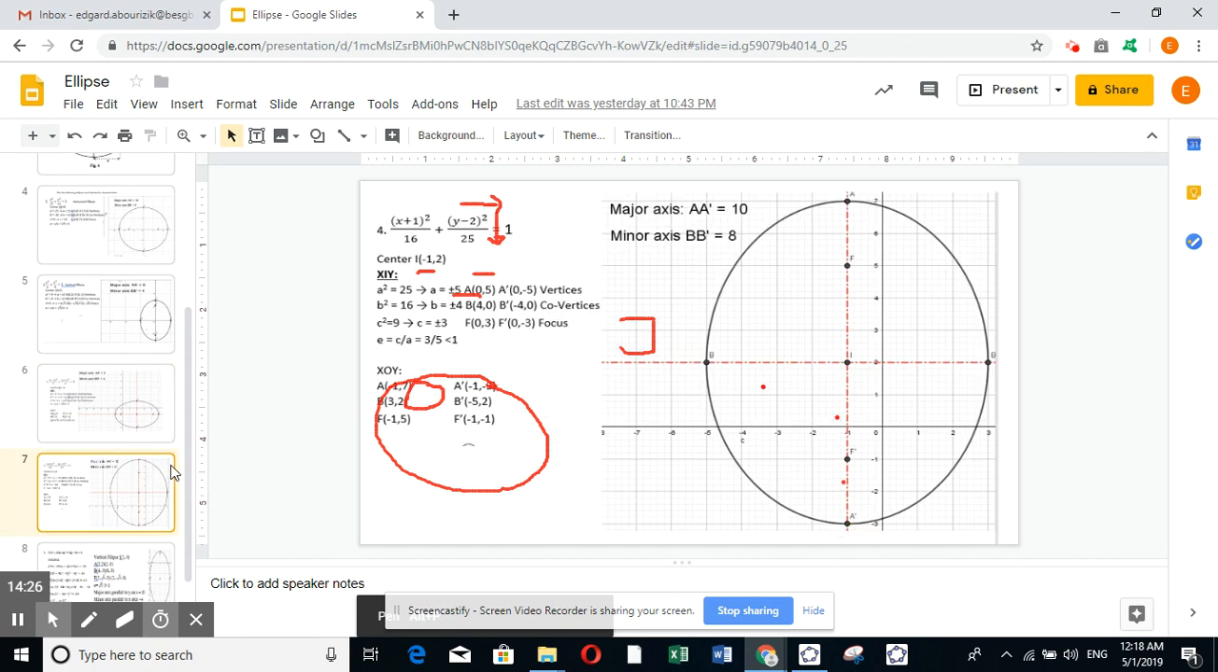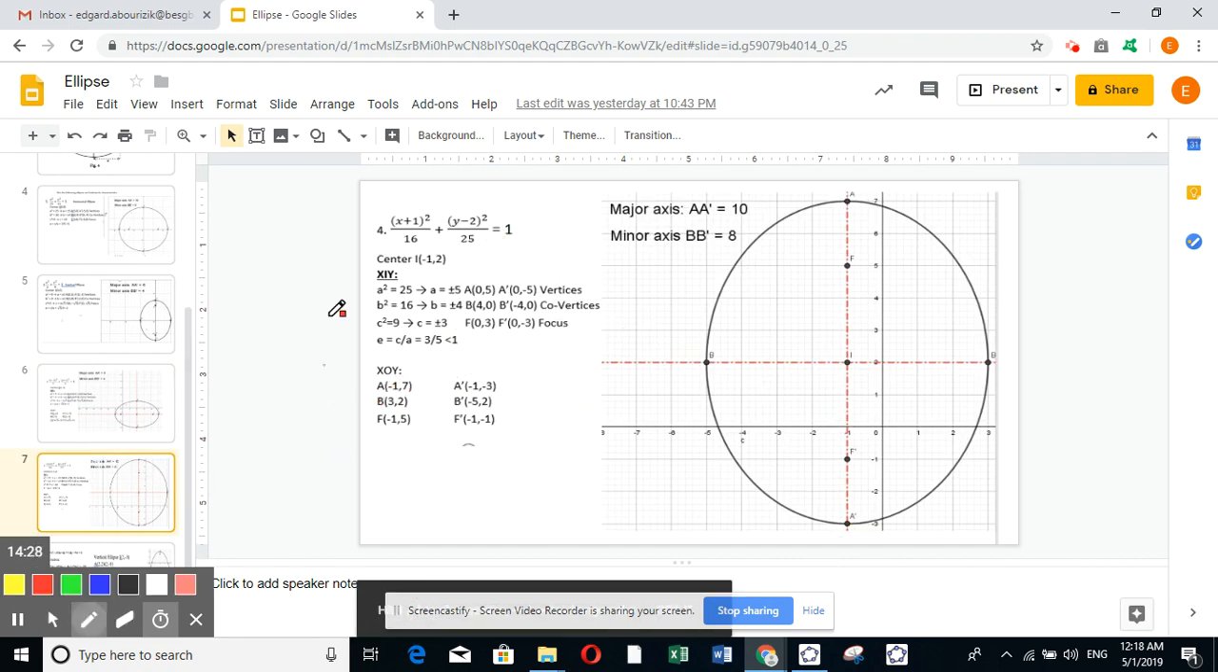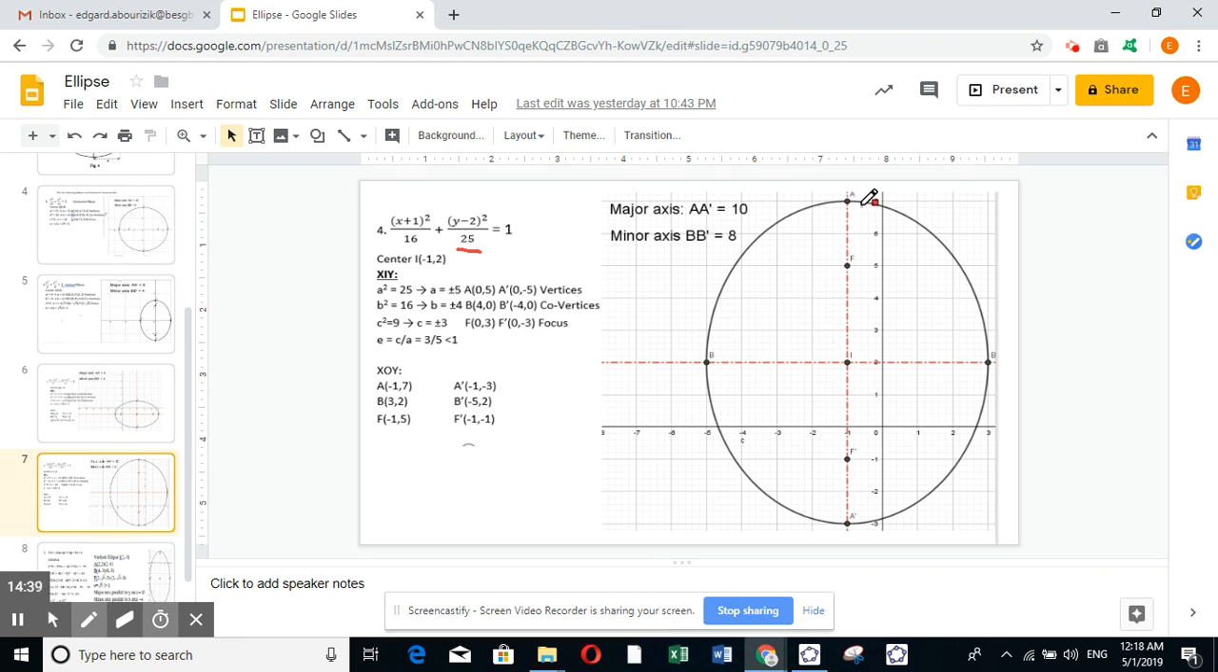Another example. Here also the center is (-1, 2). It is vertical because under y is bigger. So as we said, a squared is 25 because it's vertical, the major axis parallel to the y-axis. So I start with (0, 5), (0, -5). B squared is 16, so I put (4, 0), (-4, 0), because the minor axis is parallel to the x-axis. C squared is equal to a squared minus b squared, which is 9, so c is plus or minus 3.